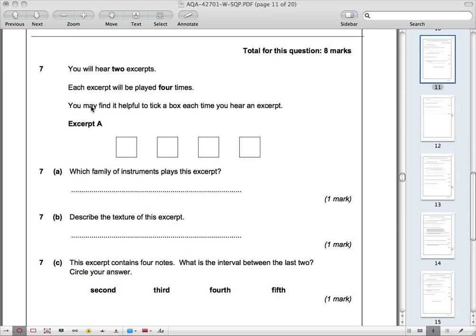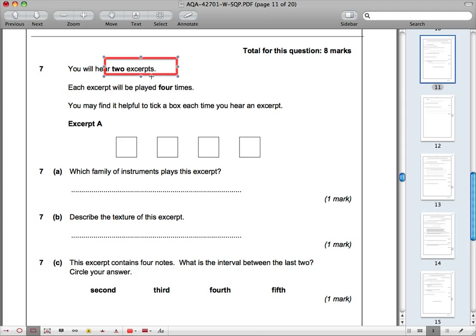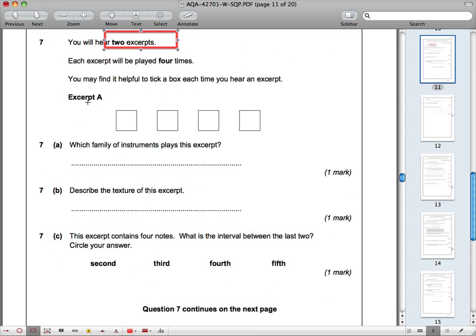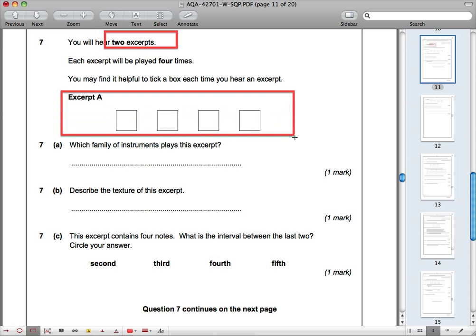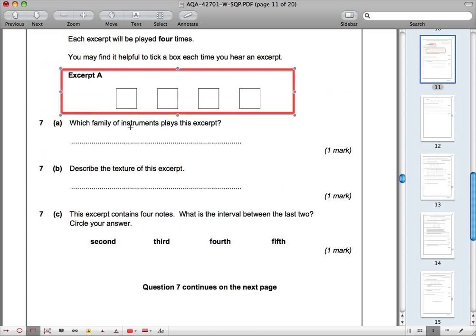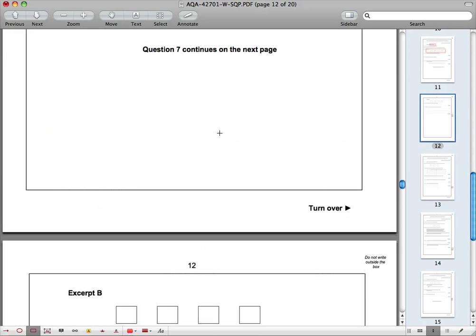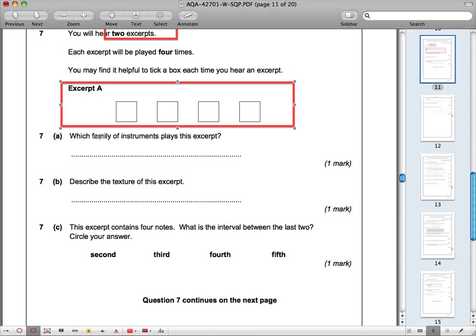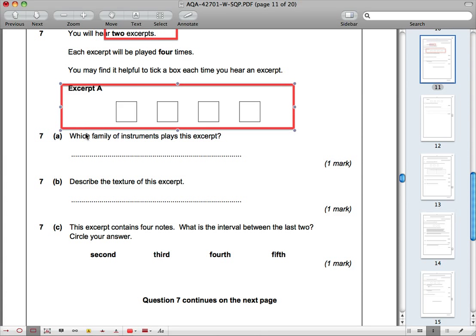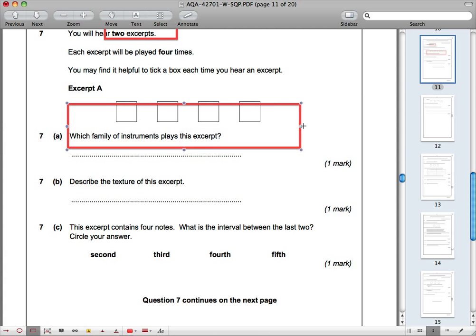So in question 7a, again we're told we're going to hear 2 different excerpts. Each will be played 4 times. And it gives you the 4 boxes for excerpt A, so that you know that these questions on this page only relate to excerpt A, and you see over the page it starts to relate to excerpt B.